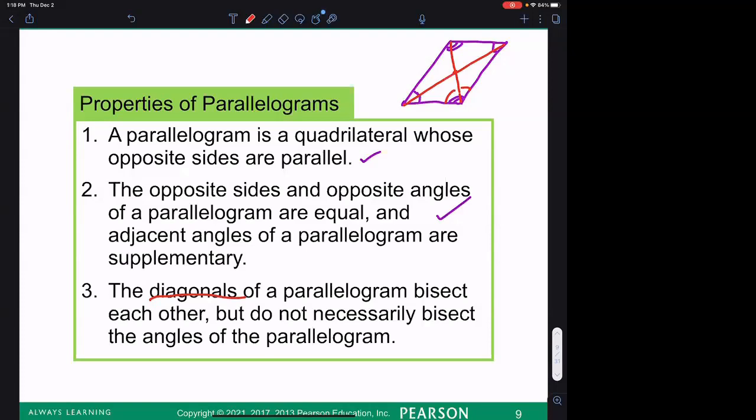They bisect each other. Now, if you have a square, then you bisect the angle as well, because then the diagonals form 45-degree angles with the sides. But in a parallelogram, they don't necessarily cut the angles in two evenly, but they do cut each other when they cross in the middle. The diagonals themselves cut each other in half with equal lengths on either side.